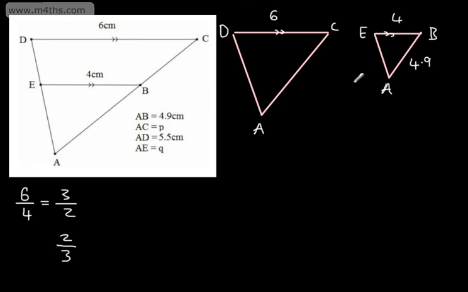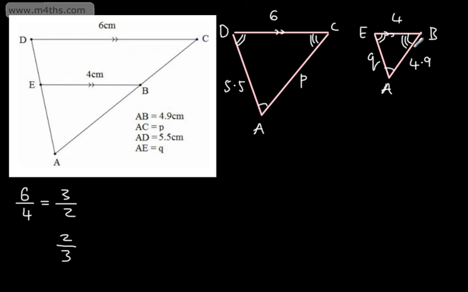We've got A to C, which is going to be P. We've got A to D, which is 5.5. We've got A to E, which is going to be Q. So remember, this angle is the same. This angle right here is going to be the same as this one. They are now on there. And then this one will be the same as this one.